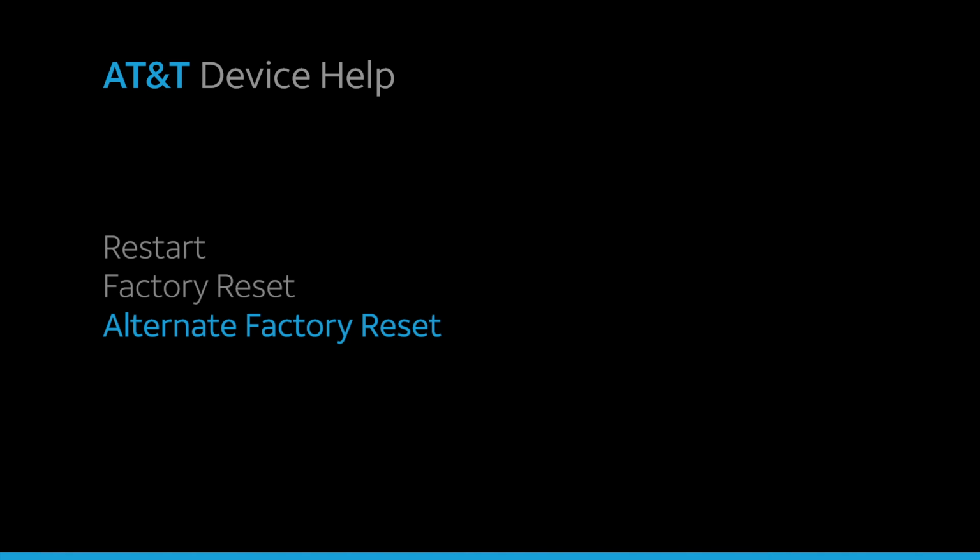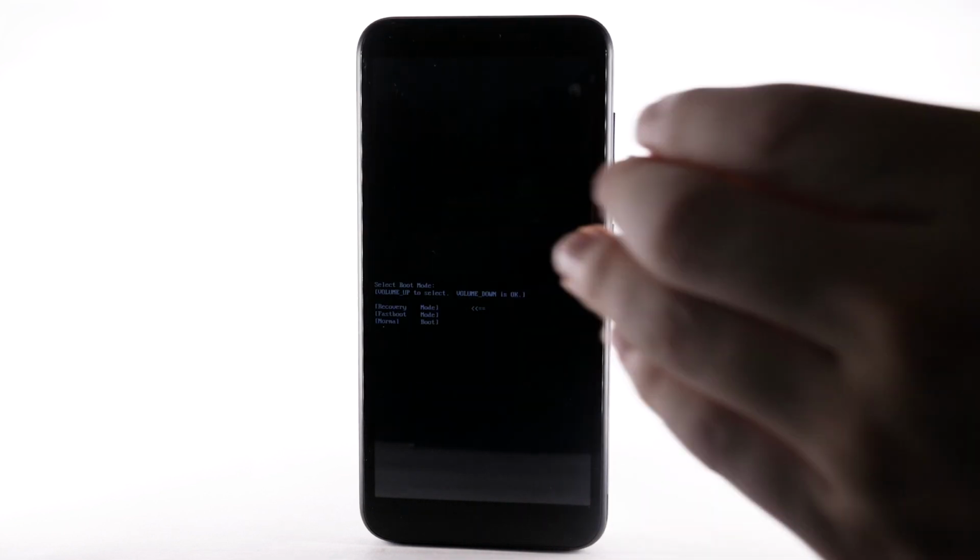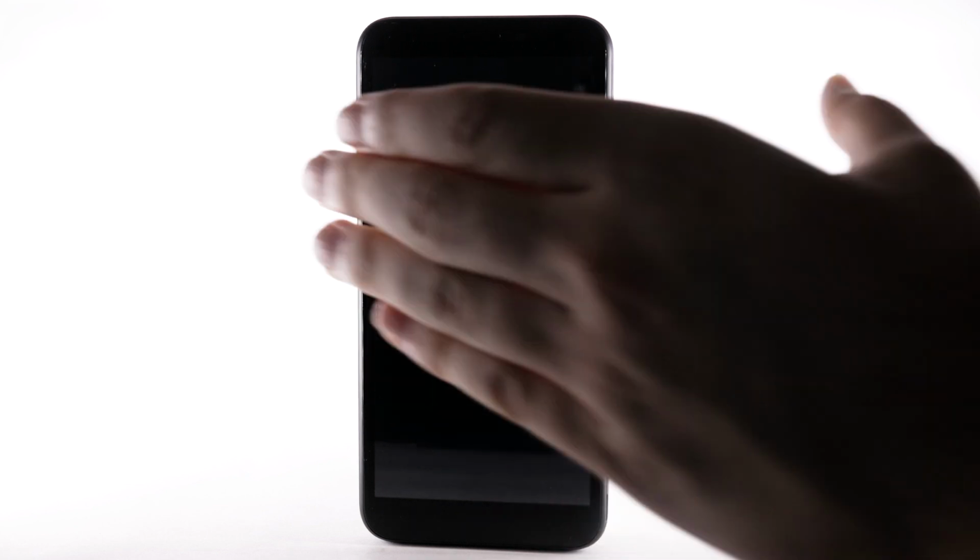Alternate factory reset. If unable to perform the standard master reset using the previous steps, try the alternate method by first powering the device off. With your device powered off, press and hold the power lock and volume up buttons until the screen lights up. Select recovery mode by pressing the volume up button, then press the volume down button to select.